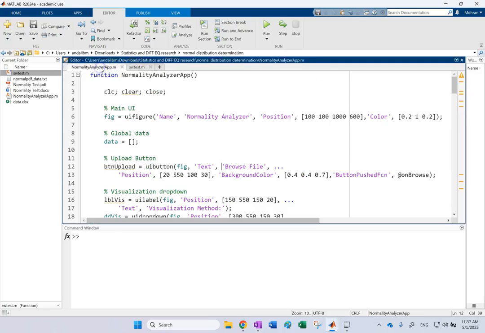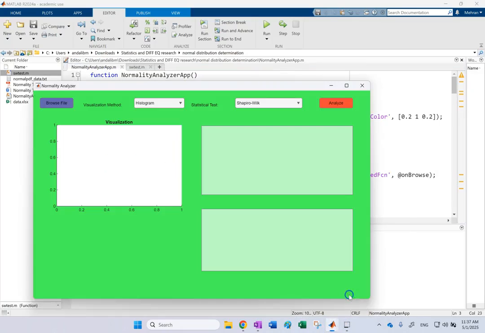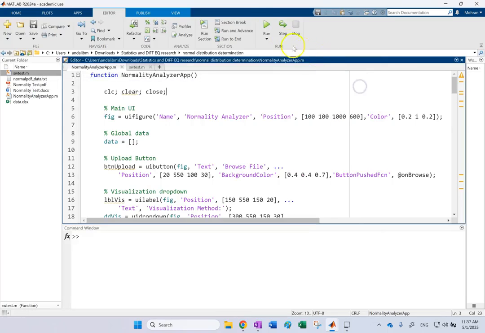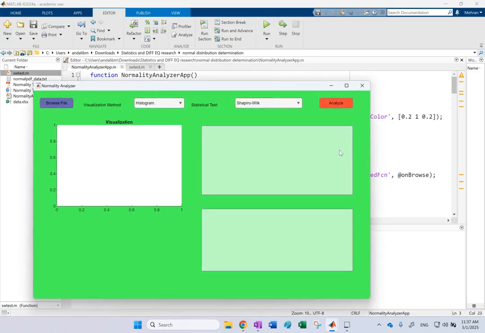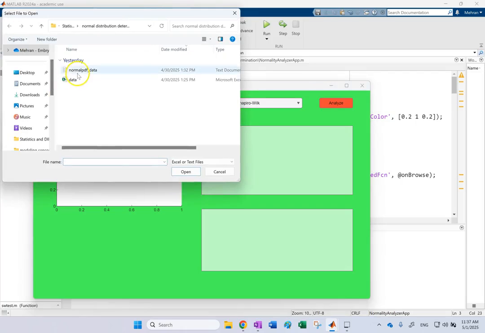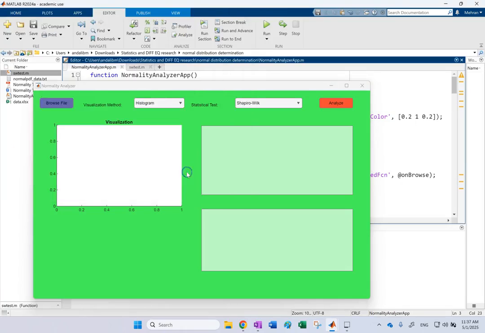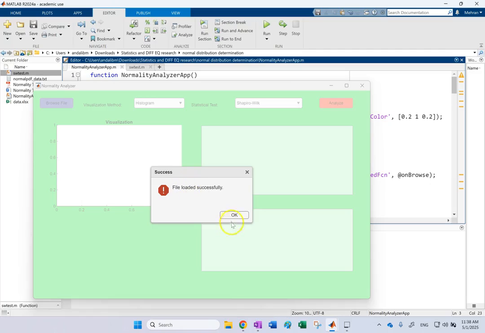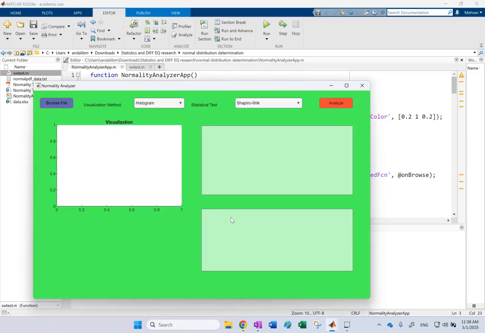So this is the app, as I said, that I wrote, and you see that when I run this app, it brings this window up, right? So let me run it again for you. So it gives me that window, that application, and that application now allows me to browse for the data. So I go ahead and browse. Now here I have the normal data and the uniform data, okay, in 2 different formats. So let's first run the normal data that I exported to a text file. It gives you a success for loading, and so you're good.